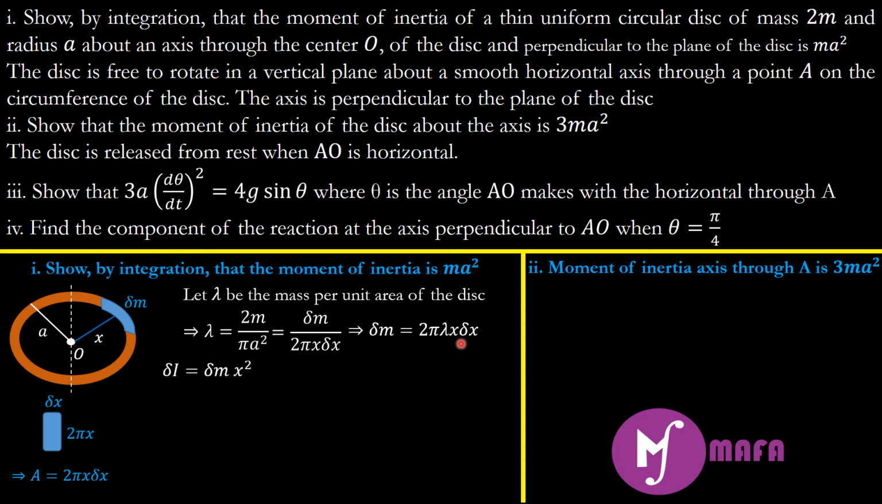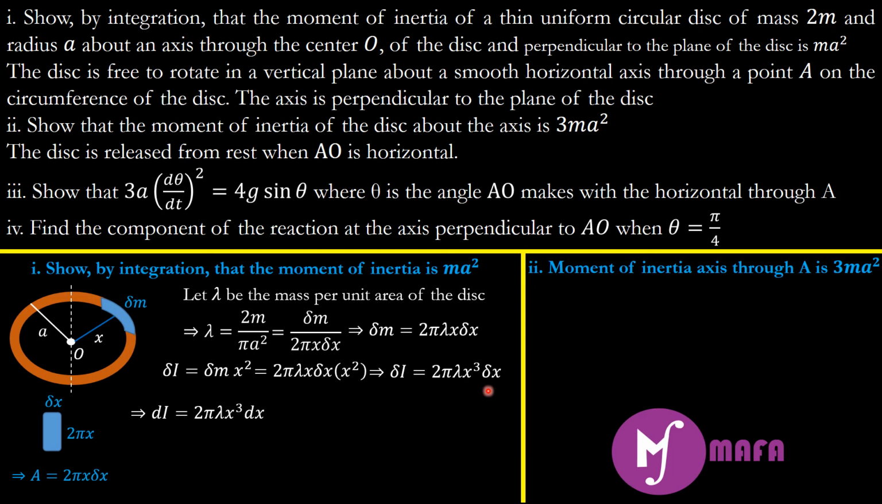Now let us find the moment of inertia of that increment. By definition, the moment of inertia of that increment is simply the mass of the increment times the square of the distance separating the axis and the increment, which is x squared. Now we replace our delta m with 2 pi lambda x delta x and multiply with x squared. Bringing like terms together, the moment of inertia of that increment is 2 pi lambda x cubed delta x.